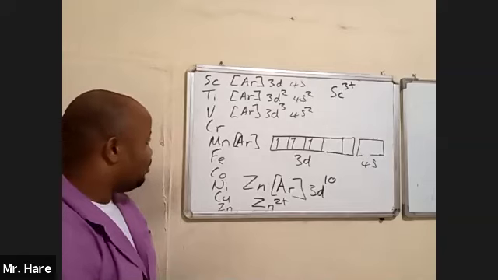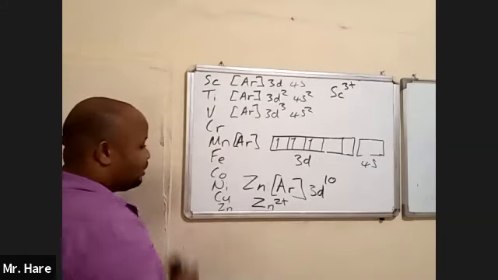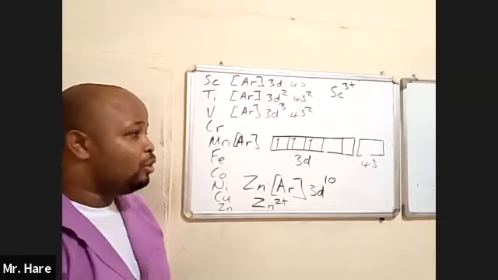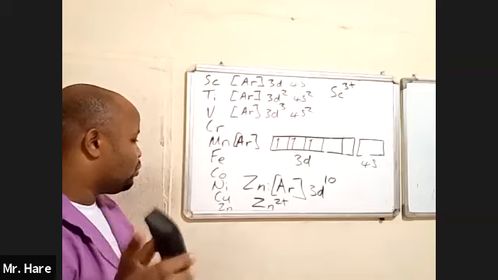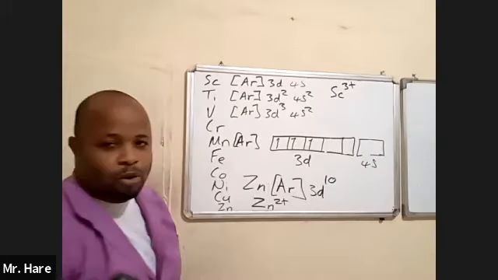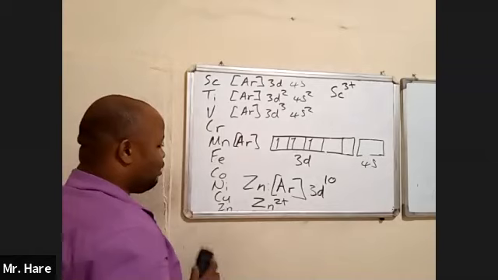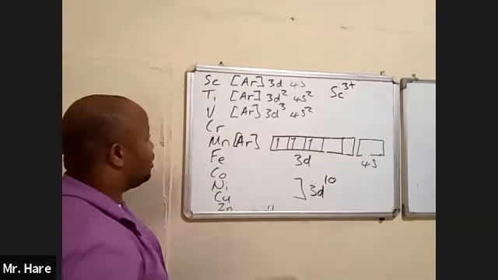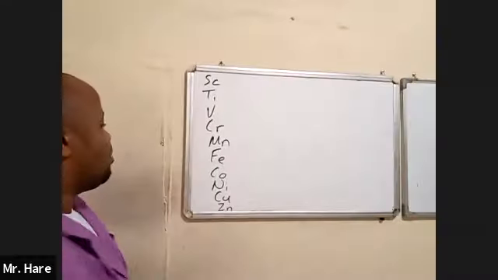All right, there's a next thing now. We have to look at chromium and copper. There's something unusual about their structure, or in terms of how we write the electronic configuration. So just remember, zinc and scandium are not transition metals. All right, so chromium is 24. Can someone tell me the electronic configuration for chromium?